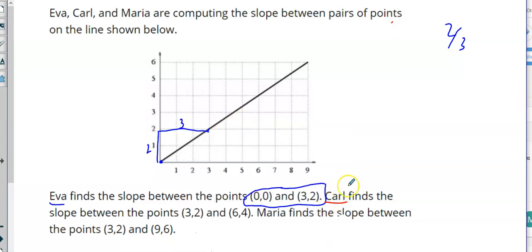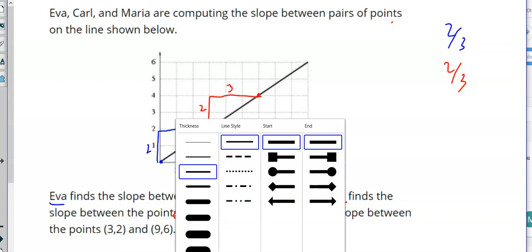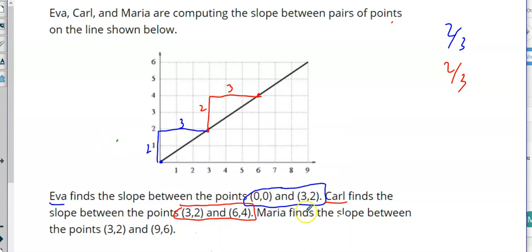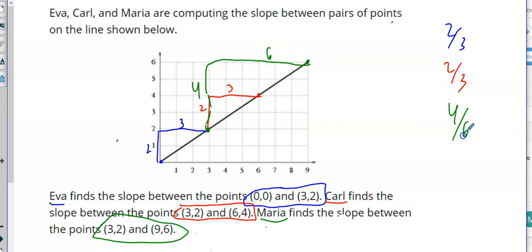And let's see, Carl picks these 2 points. So (3, 2) and (6, 4), and up 2 over 3. So rise over run would be 2/3, same slope. Okay, maybe there's nothing to see here. I just want you to see one more thing though. Maria finds these 2 points, (3, 2) and (9, 6). So she picks out different points. She finds a slope that looks like it's up 4 over 6, which is 2/3. So we get the same slope anyway.